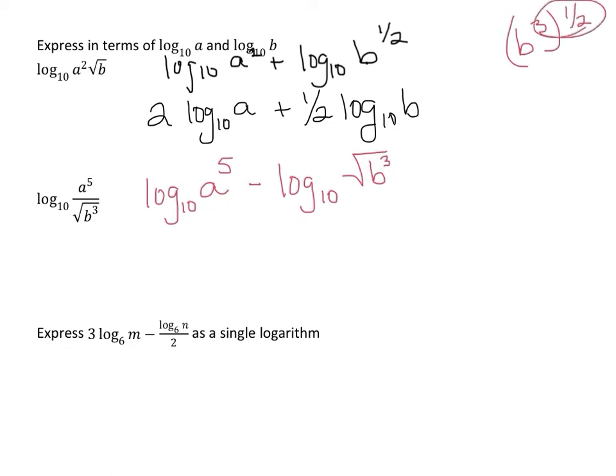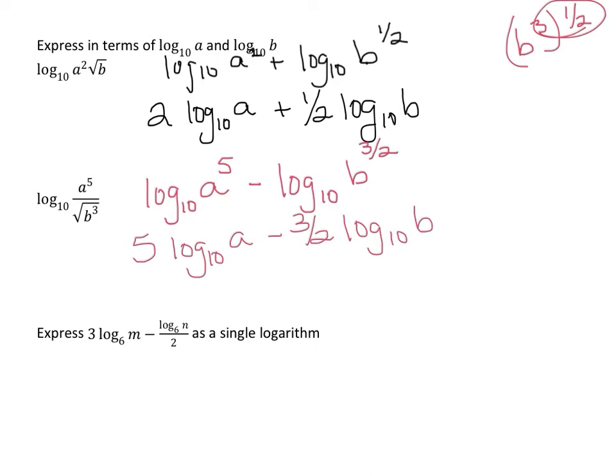Power of a power, I multiply, so really I've got the logarithm base 10 of B to the 3/2 power. Now I take my exponents and I move them out to the front. So I get 5 times the log base 10 of A minus 3/2 times the log base 10 of B.